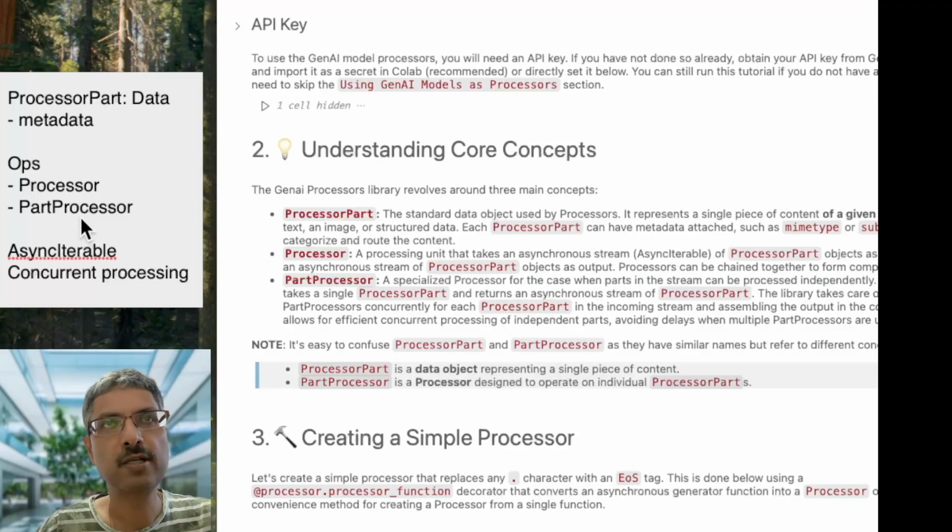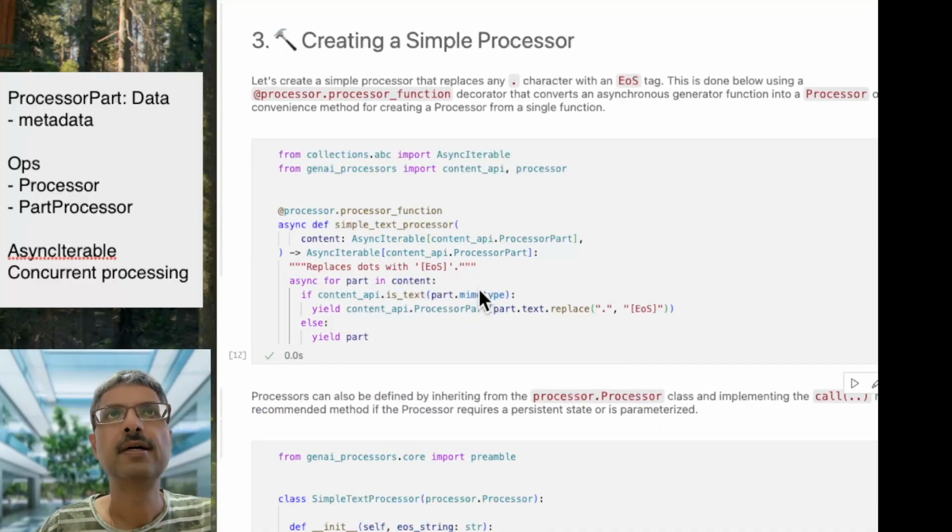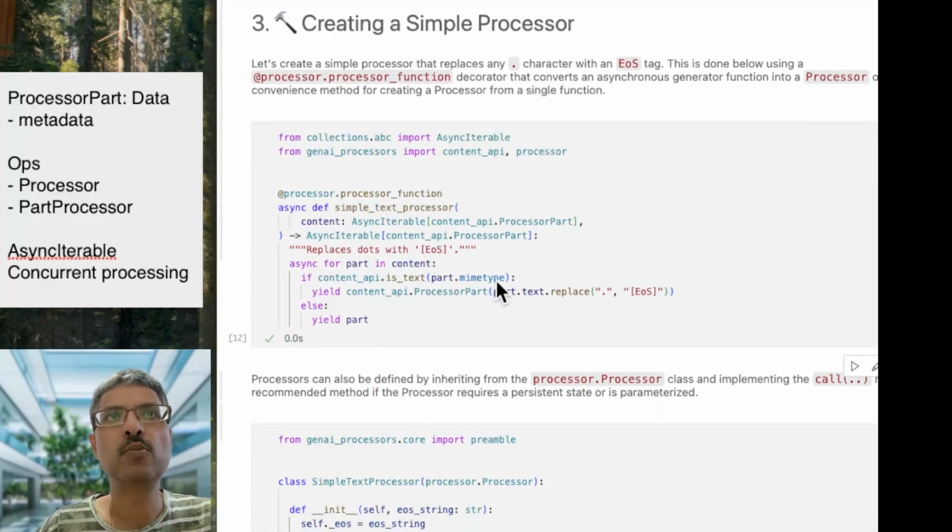Part processor works on the individual item. It doesn't have the whole view of the whole iterable. It only works on a single item and transforms it to another item. Okay, so these are the concepts on which the whole streaming pipeline is based. So let's look at a simple processor, see it in working.